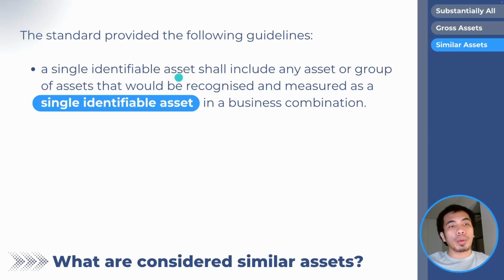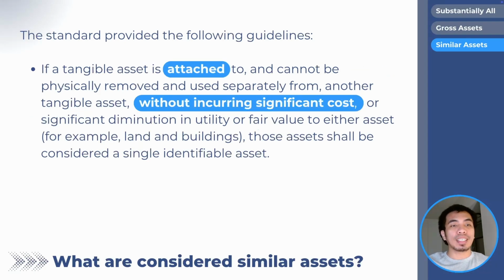A single identifiable asset shall include any asset or group of assets that would be recognized and measured as a single identifiable asset in a business combination. If a tangible asset is attached to and cannot be physically removed and used separately from another tangible asset, so these are all tangible assets, without incurring significant cost or significant diminution in utility or fair value to either of the assets, for example land and buildings, they are attached to each other, those assets shall be considered a single identifiable asset.